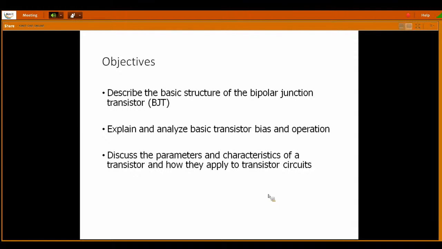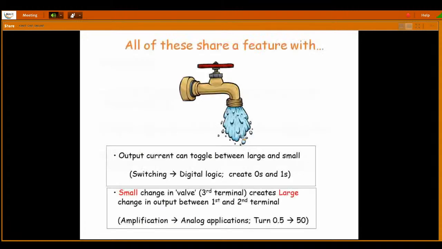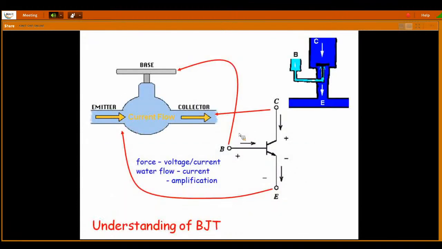Now coming to the BJT, first we will see the structure of the bipolar junction transistor, and in this class we will explain and analyze the basic transistor bias and operation. We will discuss the parameters and the characteristics of the transistor. Okay, now see this diagram. First I will show you the symbol of the BJT, then I will come back here.